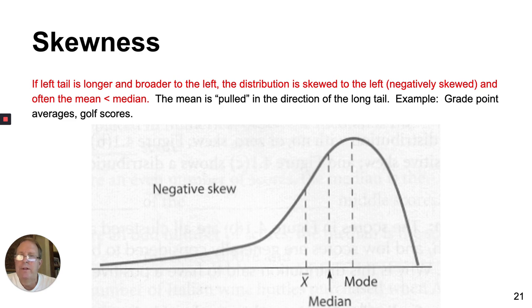If the left tail is longer and broader to the left, the distribution is skewed to the left, and often the mean is less than the median. We say the mean is pulled in the direction of the long tail. An example is grade point averages or golf scores.